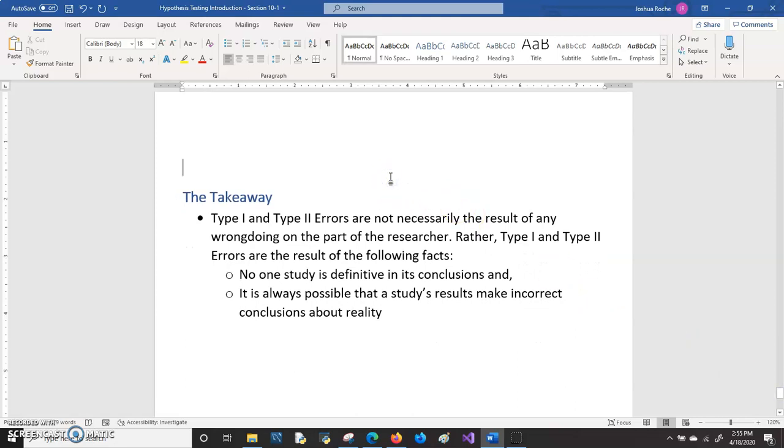So one takeaway from this section relates to type 1 and type 2 errors. You want to keep in mind that type 1 and type 2 errors are not necessarily the result of any wrongdoing on the part of the researcher. Rather, type 1 and type 2 errors are the result of the following facts. So, for one, no one study is definitive in its conclusions. And secondly, it's always possible that a study's results can make incorrect conclusions about reality. Any one study, any one result is important, but there's always a chance that it can be wrong.